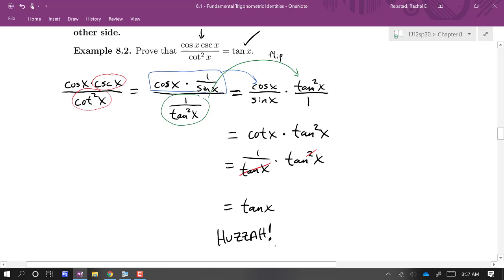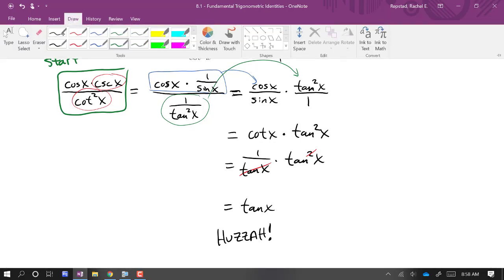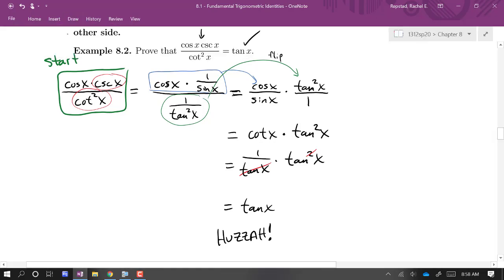So notice what I did here is I started with the expression on one side. This was where I started. In each step, I just used an identity or some algebra to rewrite it, and I eventually got to tan x, which was the expression on the other side. I maintained equality throughout, and I got to tan x. And that means that the expression that I started with and the expression that I ended with must be equal.